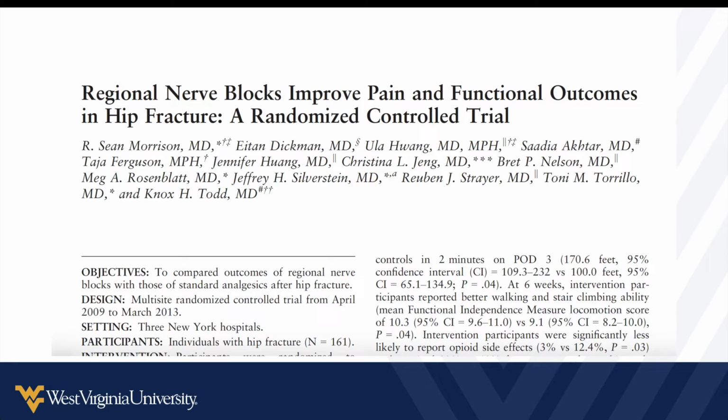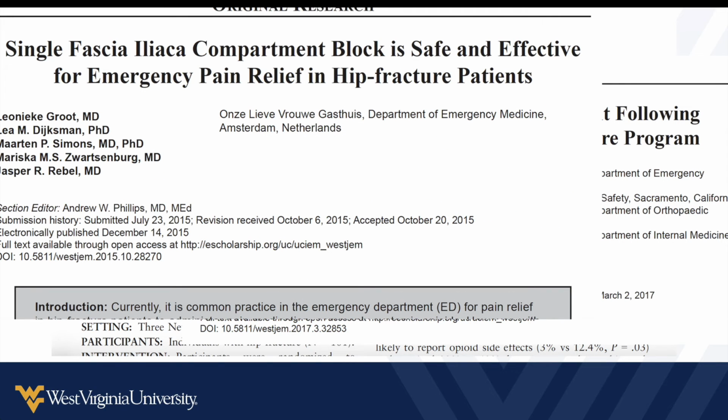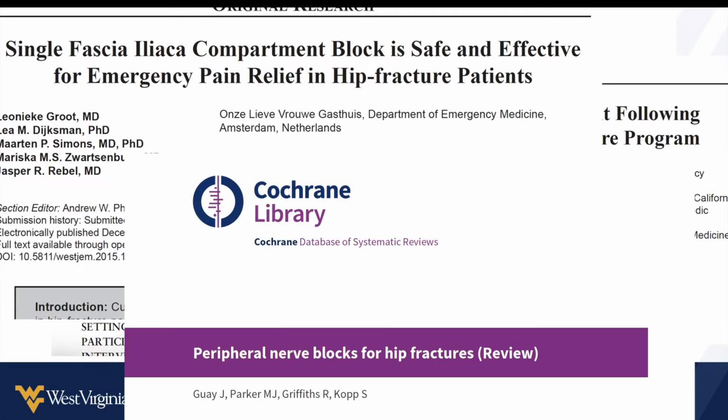Here's one talking about doing regional anesthesia for hip fractures, a randomized control trial. This is another one about regional anesthesia in geriatric hip fractures. Here's one for the fascia iliaca compartment block, which we're going to talk about, in hip fracture patients. And there's even a nice Cochrane review on peripheral nerve blocks for hip fractures, talking about earlier mobility, decreased delirium, decreased opioid use, and in some cases even shorter hospital stays. So there's a pretty good literature base on most of these.